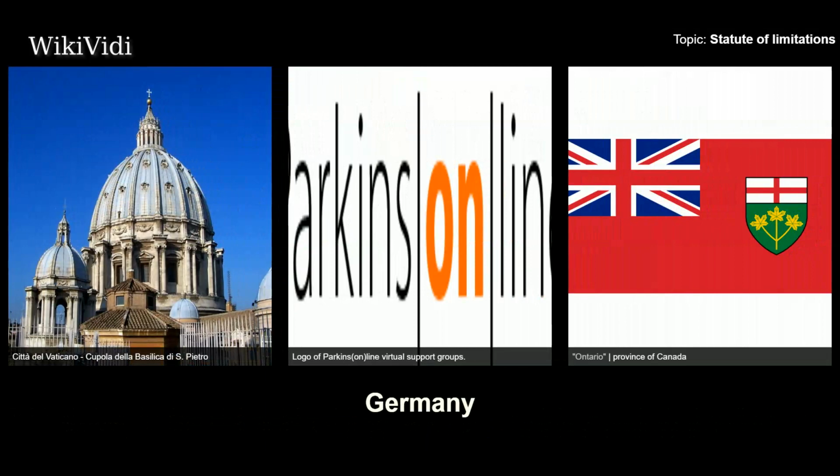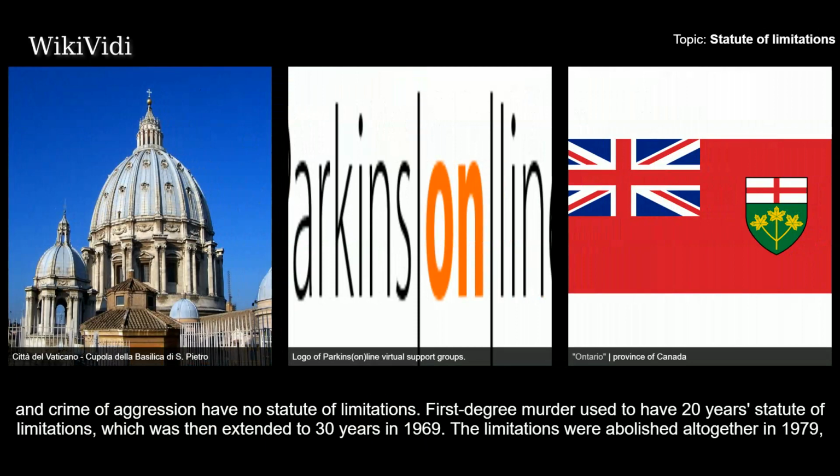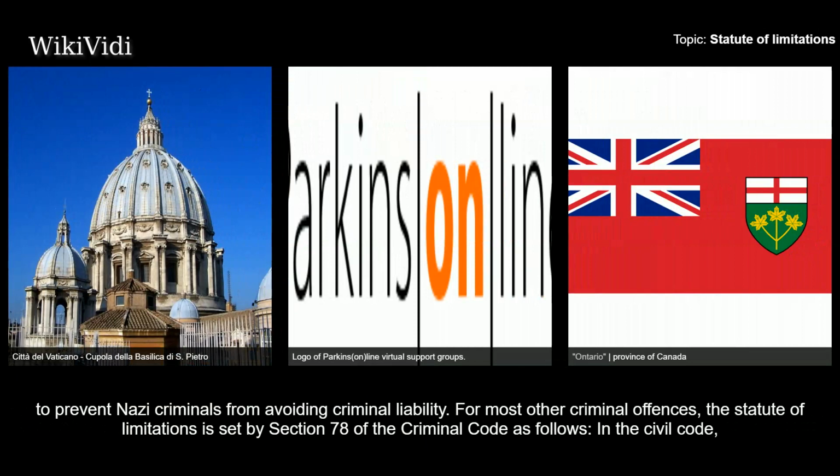Germany. In Germany, the statute of limitations on crimes varies by type of crime, with the highest being 30 years for second-degree murder. First-degree murder, genocide, crimes against humanity, war crimes, and crime of aggression have no statute of limitations. First-degree murder used to have a 20-year statute of limitations, which was then extended to 30 years in 1969. The limitations were abolished altogether in 1979 to prevent Nazi criminals from avoiding criminal liability.